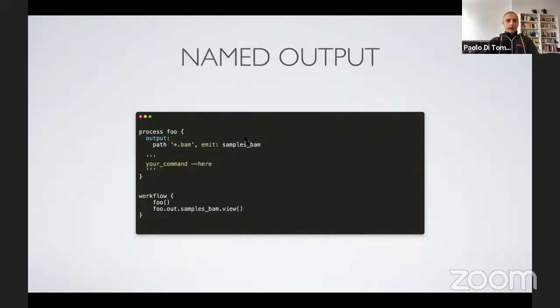In the same manner, I can also use a name identifier for the output. To do that, the syntax changes just by adding this keyword emit, and then I can define the name of the channel that I want to use externally. So here, in this case, I have an output that is a path, doing emit sample bar, and then I will be able to do foo.out, and then I can use this name. This name is the channel, and then I can continue to apply the next operators or to use another process, etc. And this is maybe even more useful when I have more than one output, because I will be able to say foo out this, foo out that, etc.